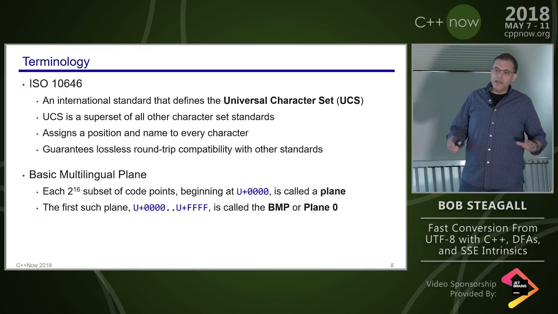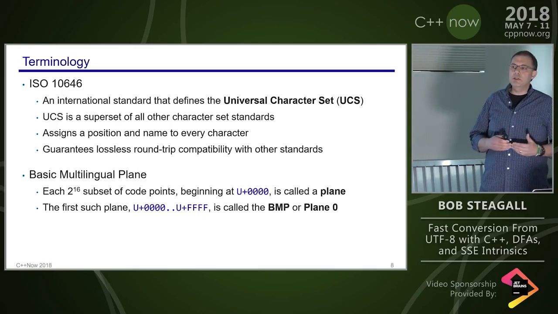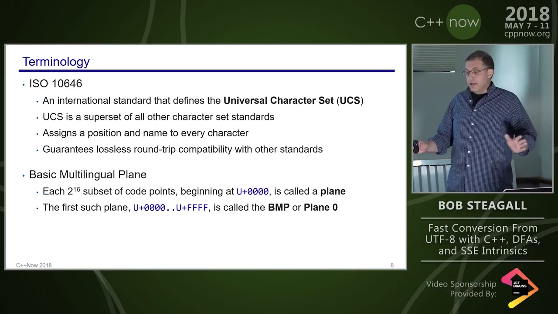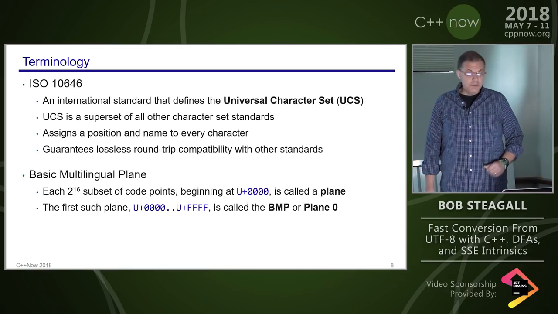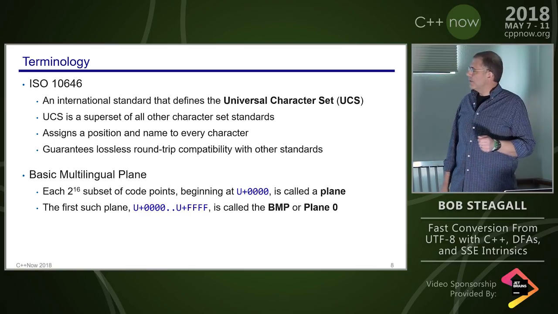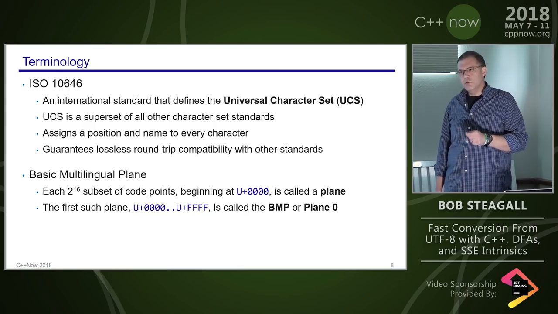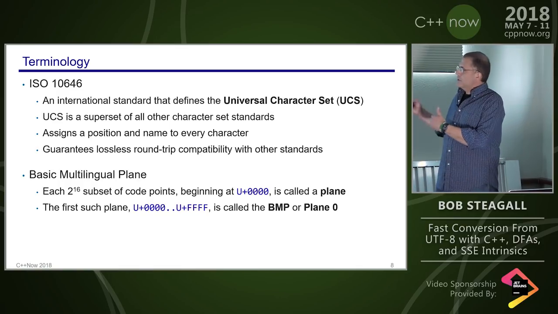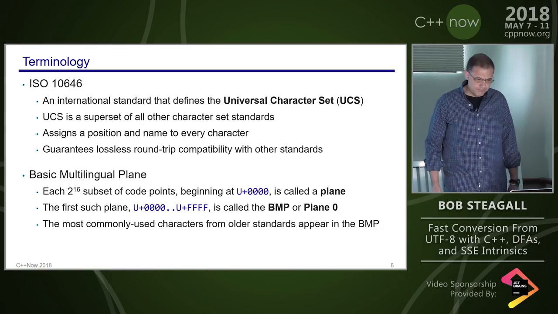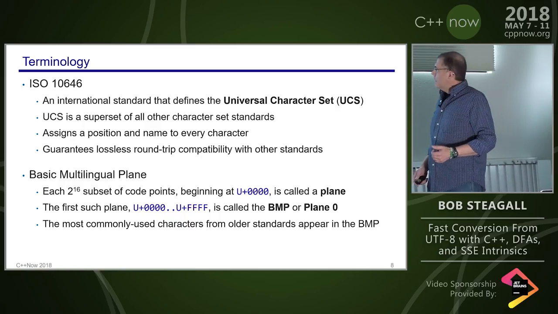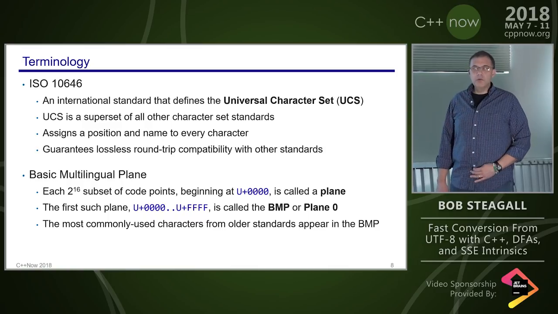Most characters for most languages are actually mapped into that plane. When you go outside of that plane, there are extended and rare characters, and I can't really tell you much more than that. There are things like CJK, Chinese, Japanese, and Korean. The universal CJK, you know what I'm talking about? The CJK. All of those characters exist inside plane zero. So, as I said, the most commonly used characters from older standards appear in the BMP, the things that are in the BMP are actually what were originally in the very first Unicode standard 25 or more years ago.